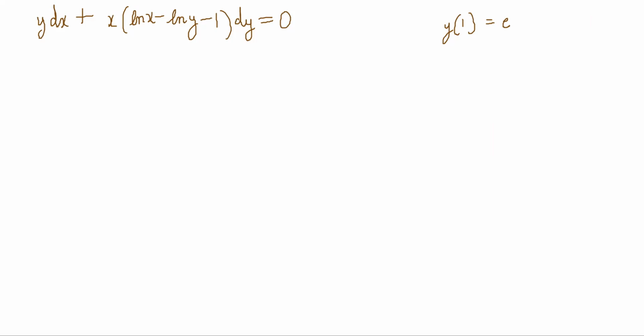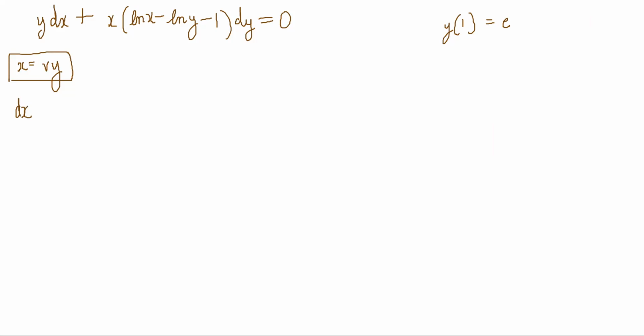Okay, so let's try something like x is equal to vy, right? Like this is not homogeneous, but we are hoping that this substitution will help because many times we saw x by y was coming, no? So we are trying, let's see if it works.